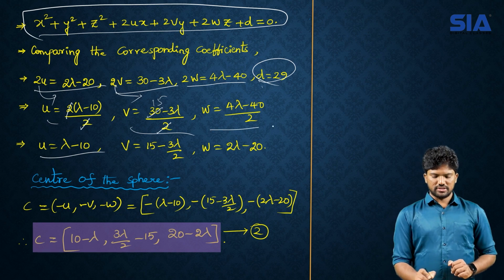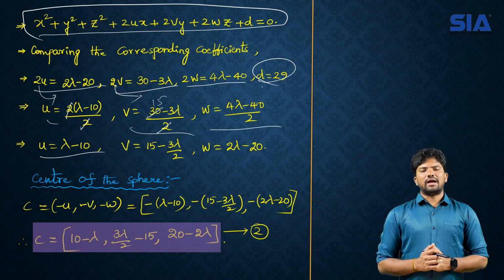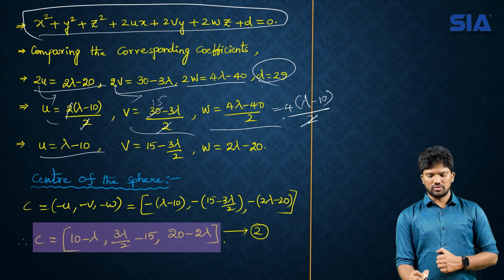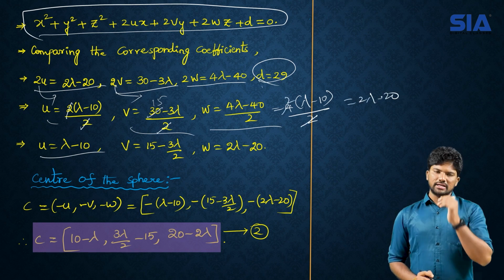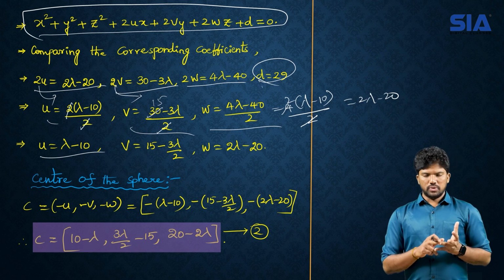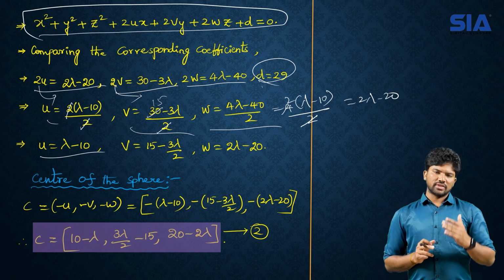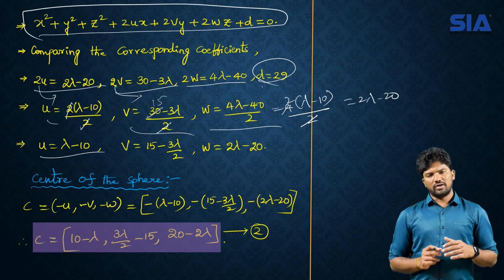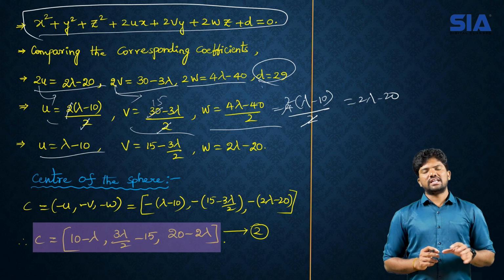Okay, so next w is equal to 4 lambda minus 40 by 2. Take 4 common, then you will get lambda minus 10 by 2. 2 ones are 2, 2 twos are 4, then you will get 2 lambda minus 20. Okay, those are the u, v, w values of the given sphere, and you know small d is equal to 29.